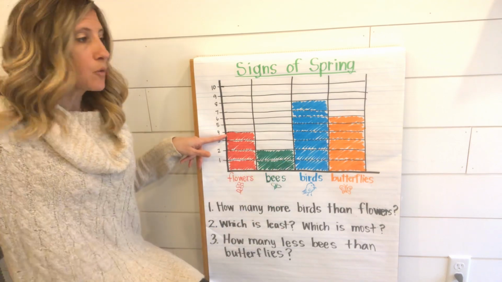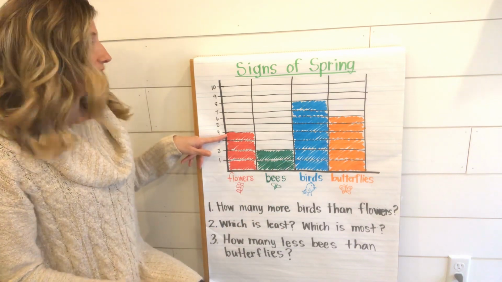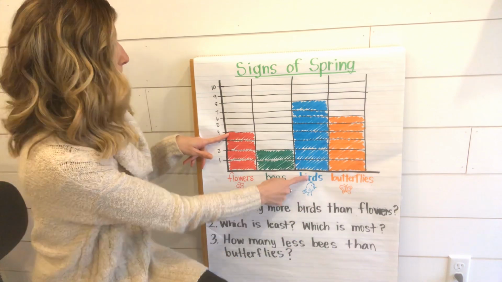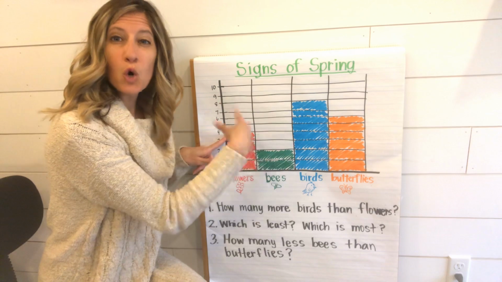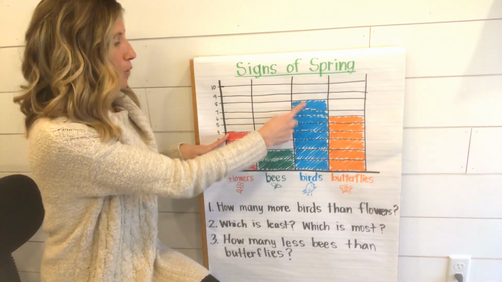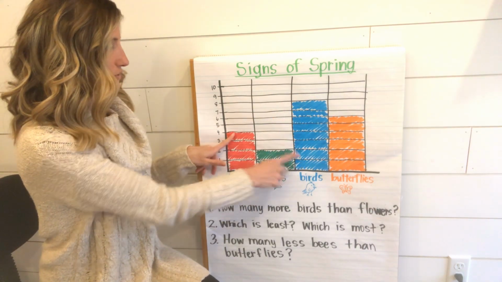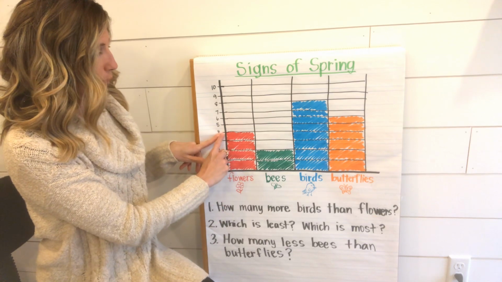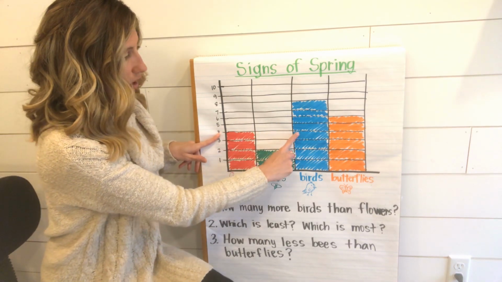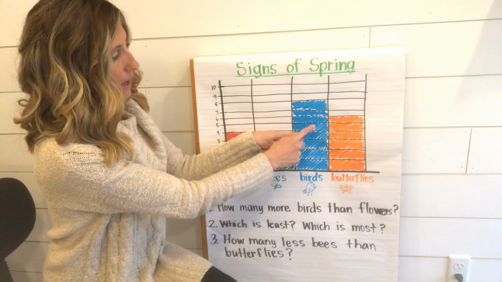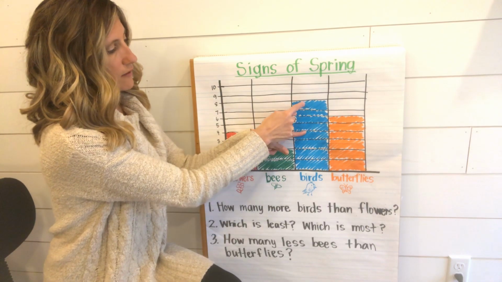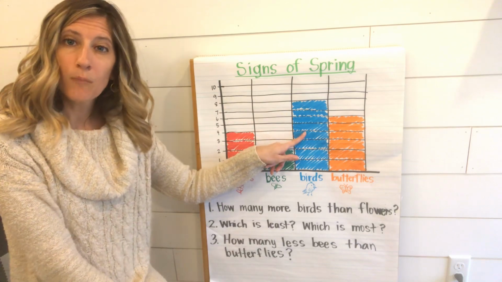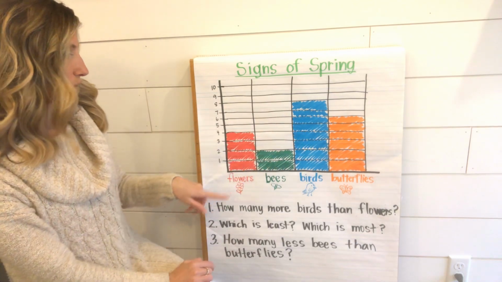Now, some of you might say that there are 8 more birds. But no, that's the total number of birds. We want to know how many more birds there are than flowers. So if we look at flowers, there are 4. Well, there are also 4 birds. But how many more birds are there? There's 1, 2, 3, 4. There are 4 more birds than flowers.